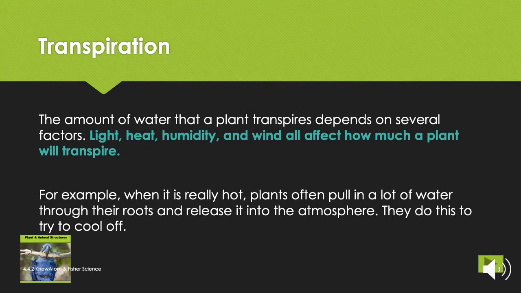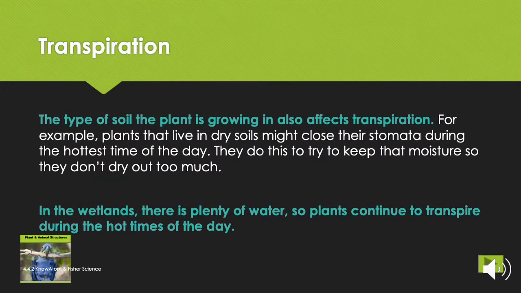The amount of water that a plant transpires depends on several factors. Light, heat, humidity, and wind all affect how much a plant will transpire. For example, when it is really hot, plants often pull in a lot of water through their roots and release it into the atmosphere. They do this to try to cool off.